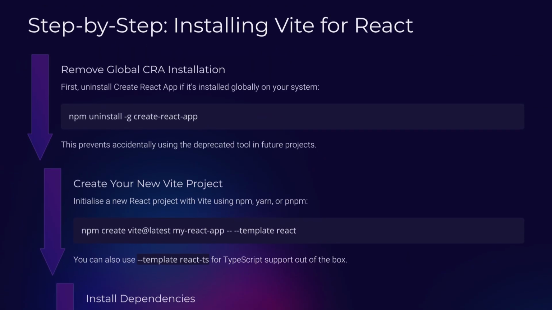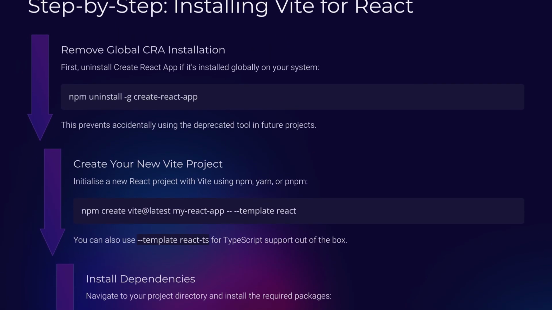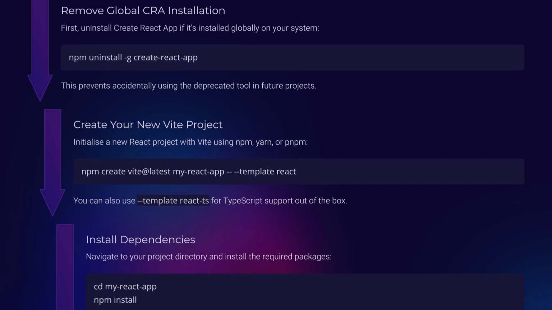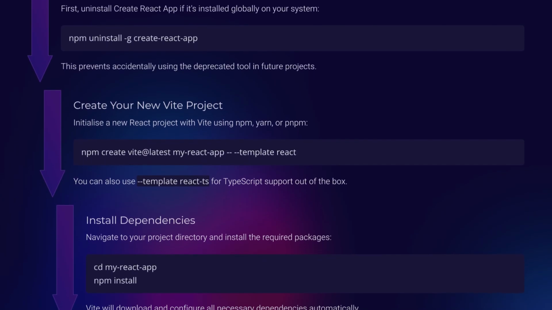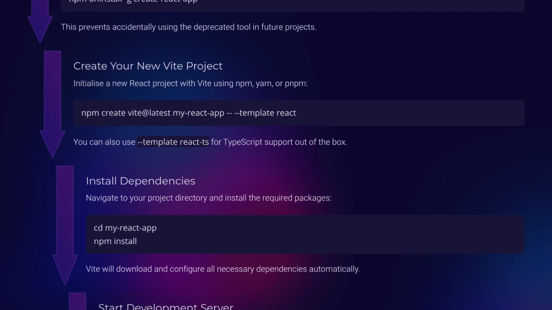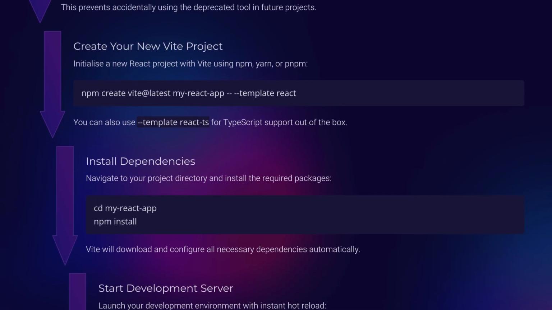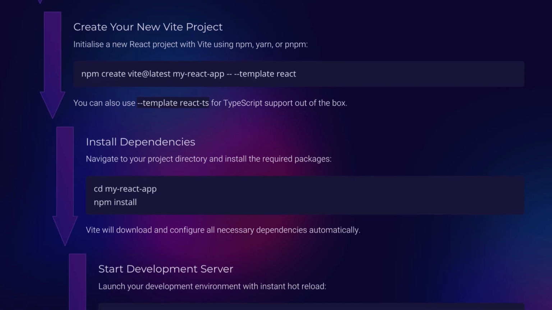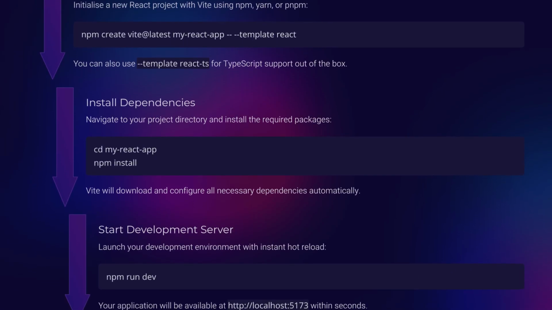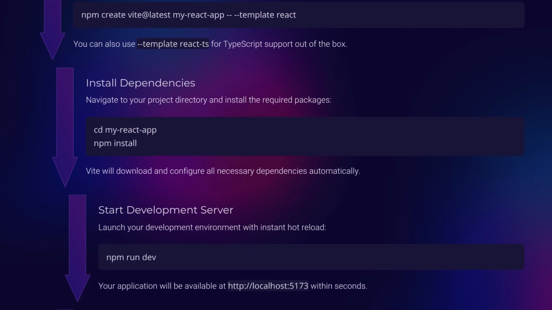Alright, let's get you switched over. Here's the step-by-step process. First, if you have create-react-app installed globally, remove it by running npm uninstall create-react-app. This prevents accidentally using the deprecated tool. Next, create your new Vite project with npm create vite@latest my-react-app --template react. You can use react-ts for TypeScript support right out of the box.